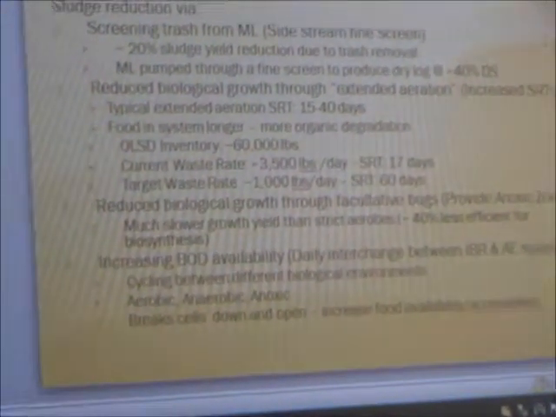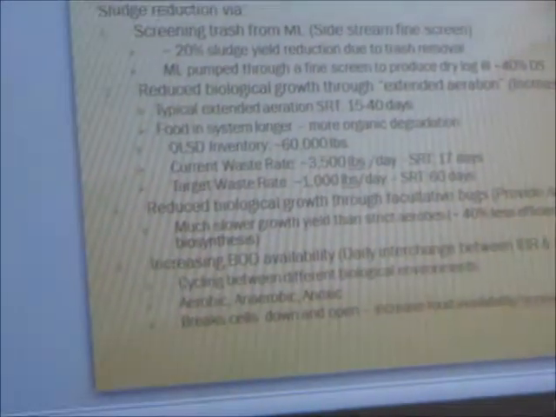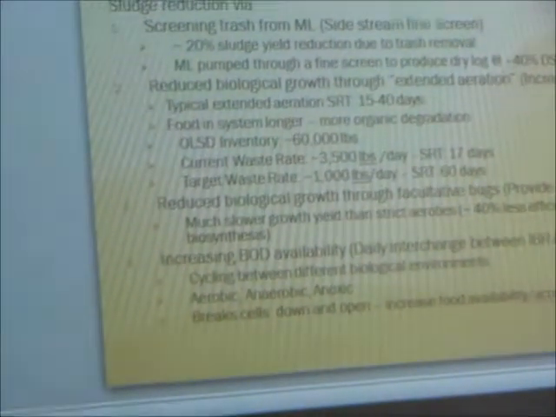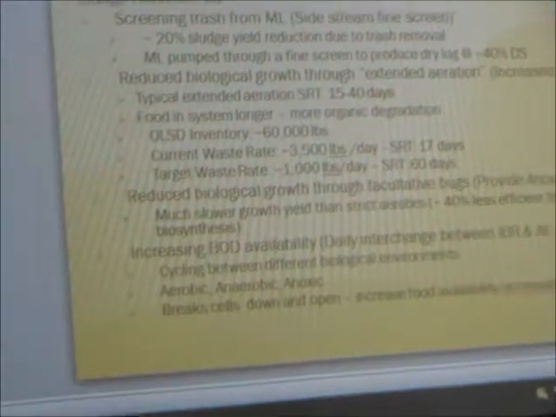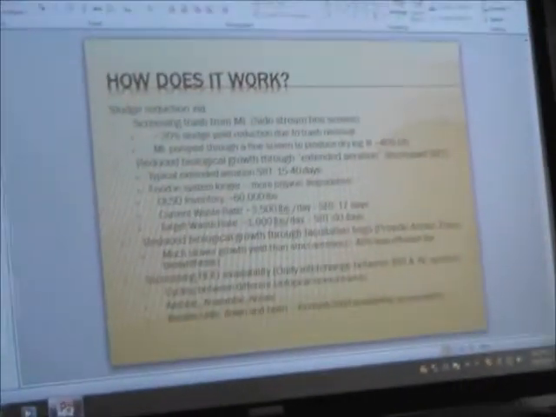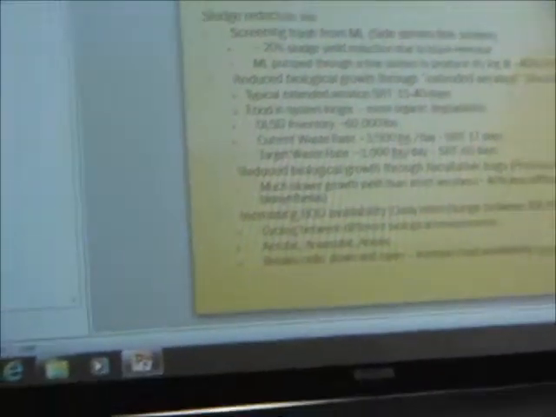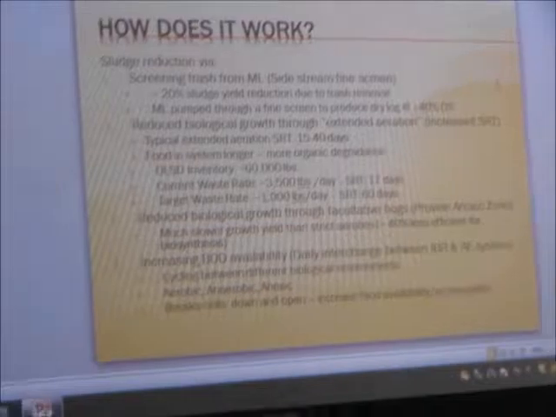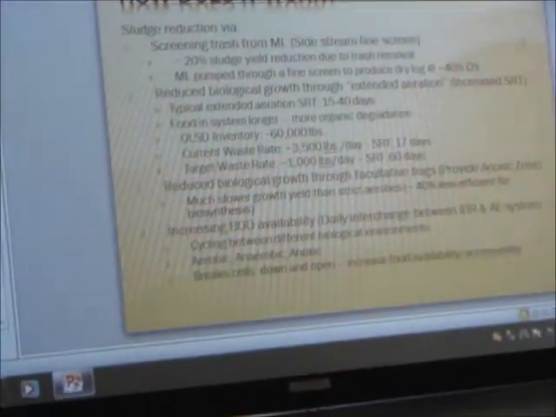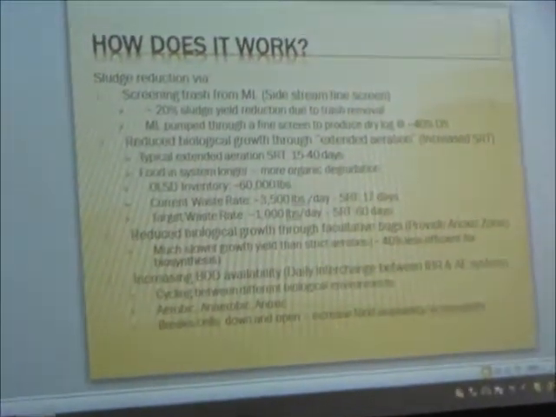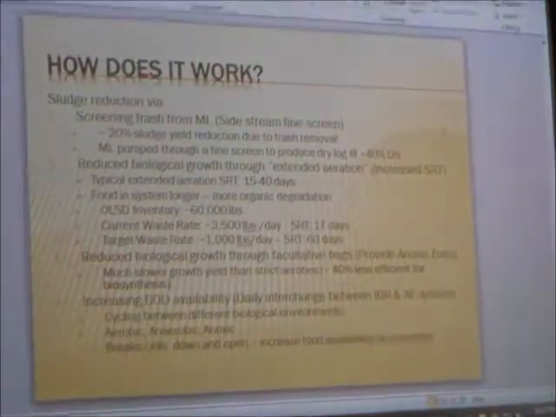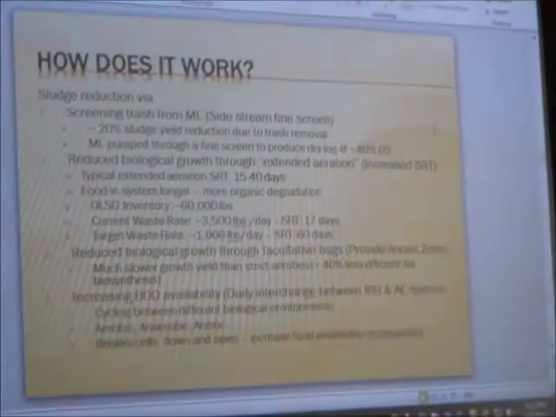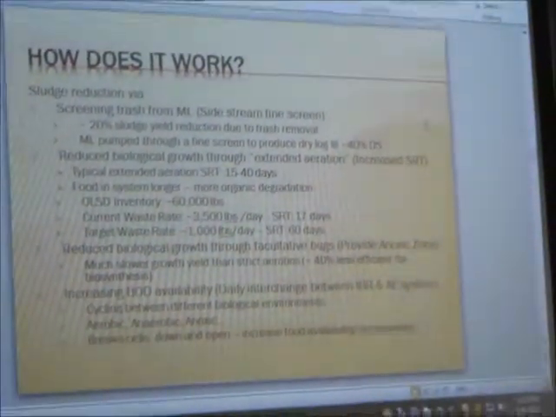We're up to about 60,000 pounds in our aeration system now. They used to carry much less than that, I think 10,000 pounds maybe. So we're up significantly from then. If our current waste rate is 3,500 pounds a day, then that means our sludge retention time, our SRT, is 17 days, which kind of puts us in that 15 to 40 day range. So we're kind of an extended aeration plant.